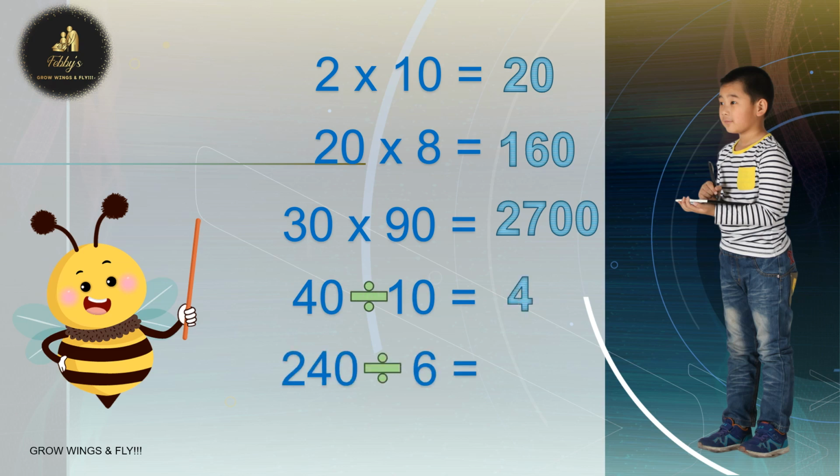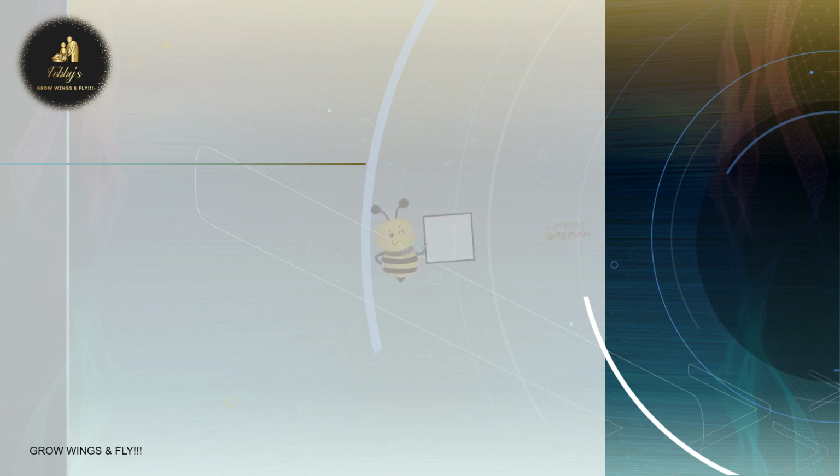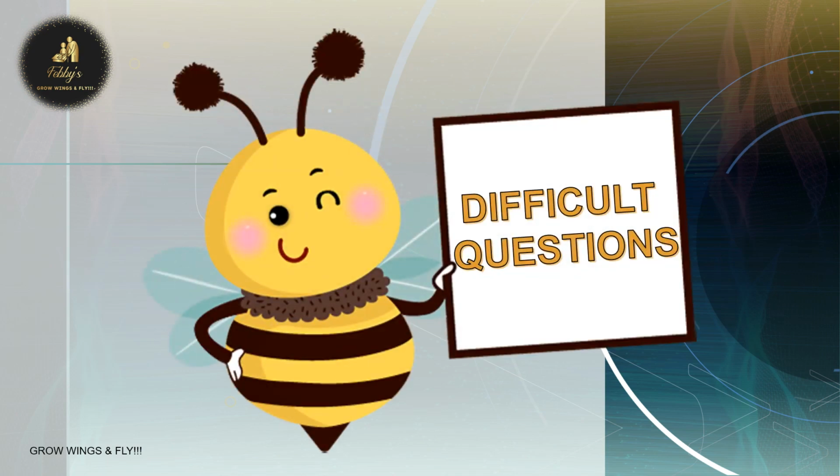Right, that's true. What about 240 divided by 6? For this question, Mr. Febby, I would divide 24 by 6, which will give me a 4, and then I'll add a 0. So that's giving me 40. Correct. What about this question? This should give me 100. How? Because 1000 divided by 10 will give me 1 and then 2 zeros, which is 100. Correct, Mr. Febby said. Let's have a look at some of the difficult questions.